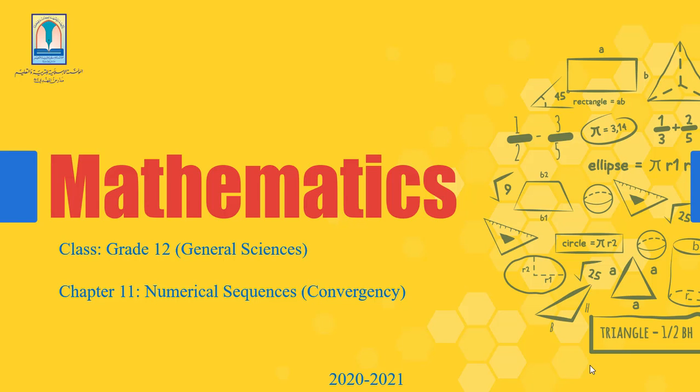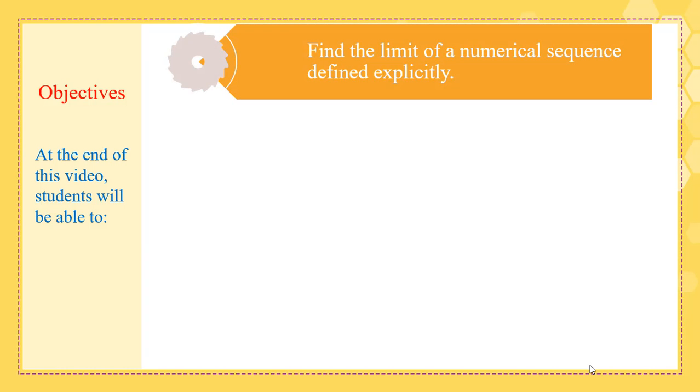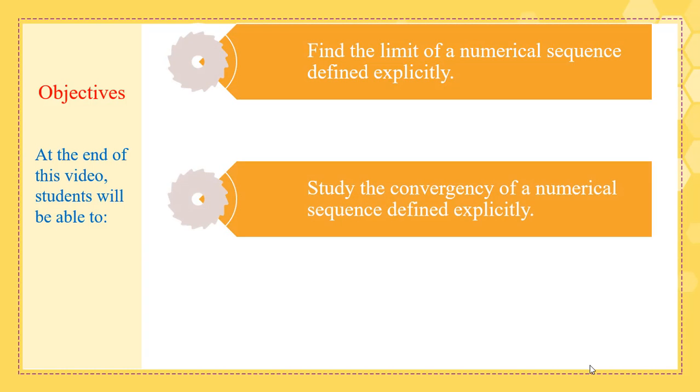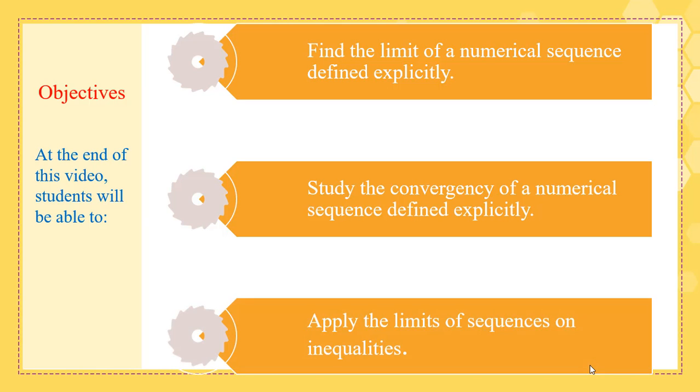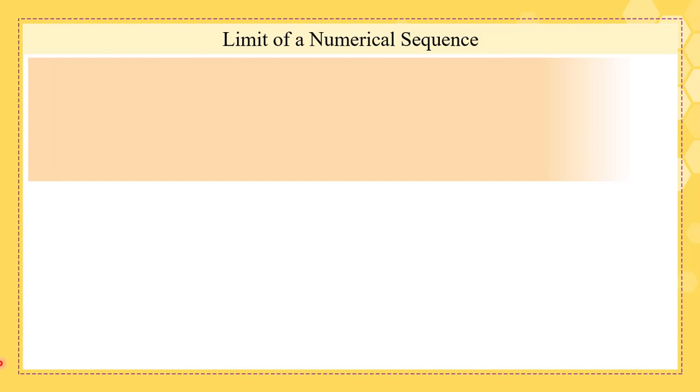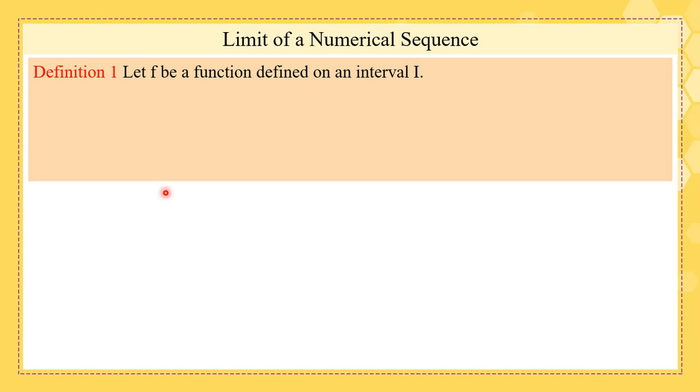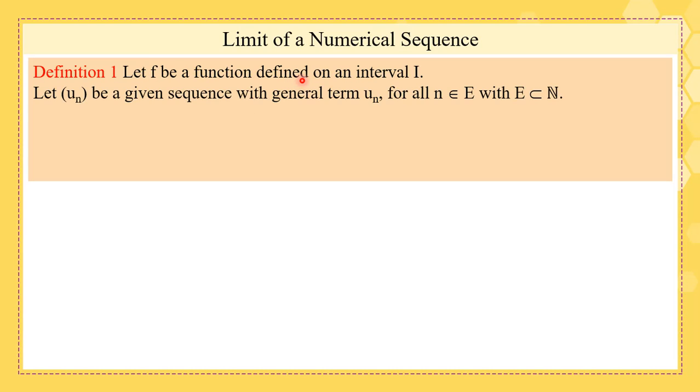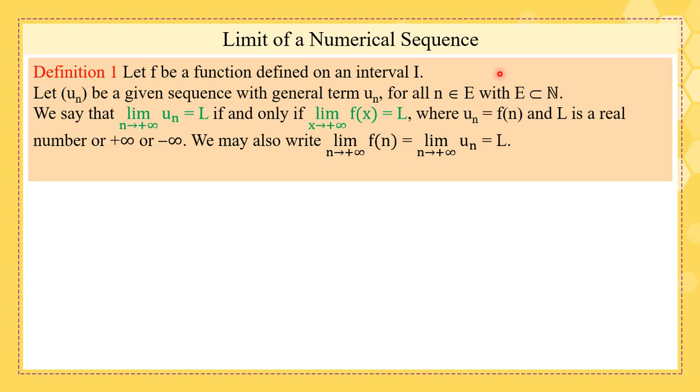Today we're going to continue talking about numerical sequences, and specifically we will talk about the convergency of a numerical sequence. Let f be a function defined on an interval I. Un is a given sequence with a general term un, and it's defined for all n as a natural number.